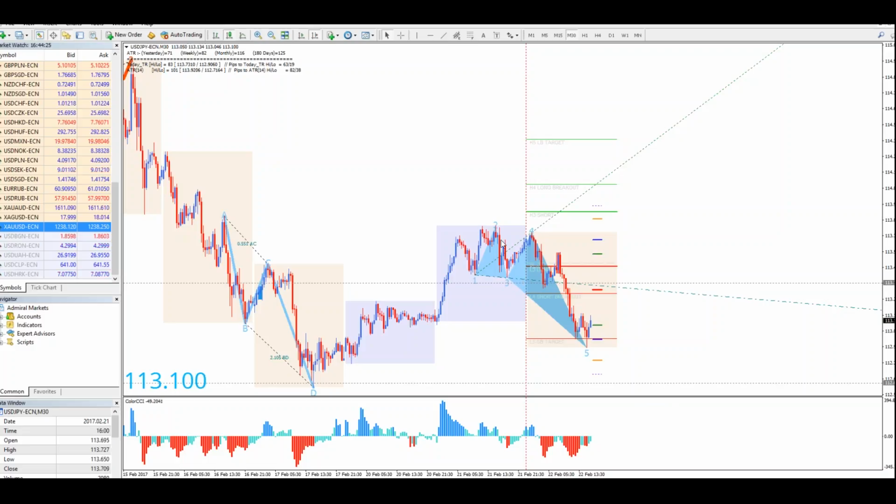This is 1, 2, 3. This is actually not a strict wolf wave, because point 2 is higher than point 4. A strict wolf wave is when point 2 is in between point 1 and point 4. But guys, watch for this also.